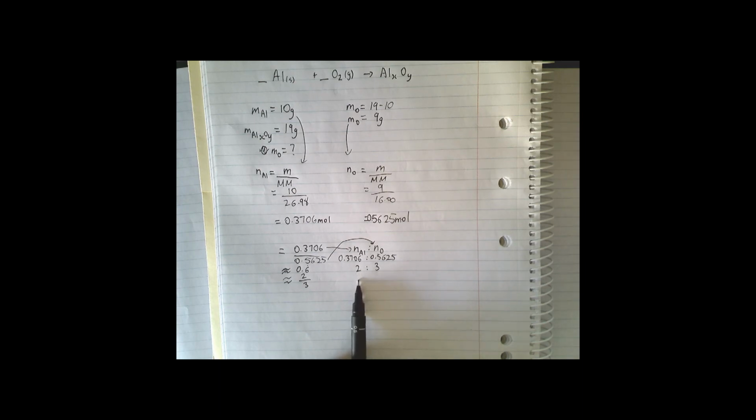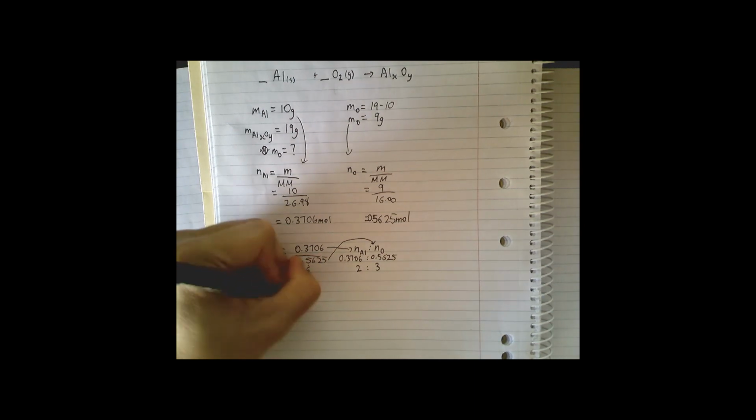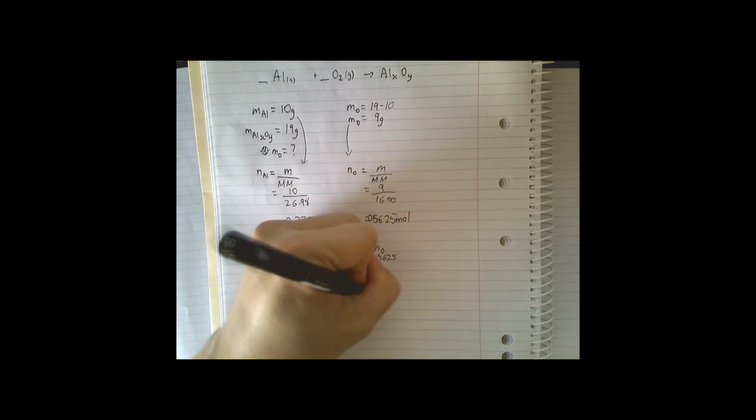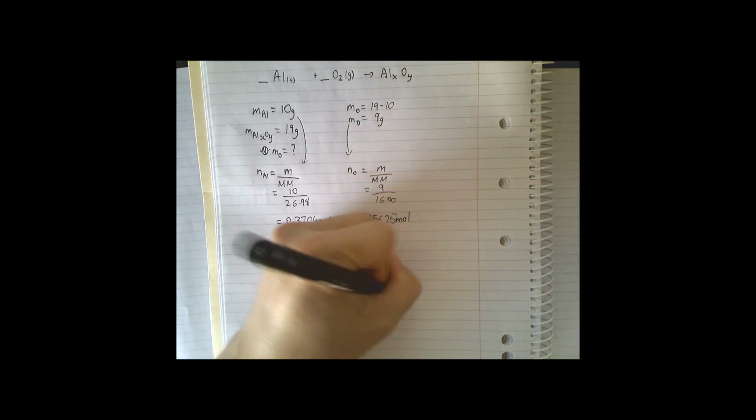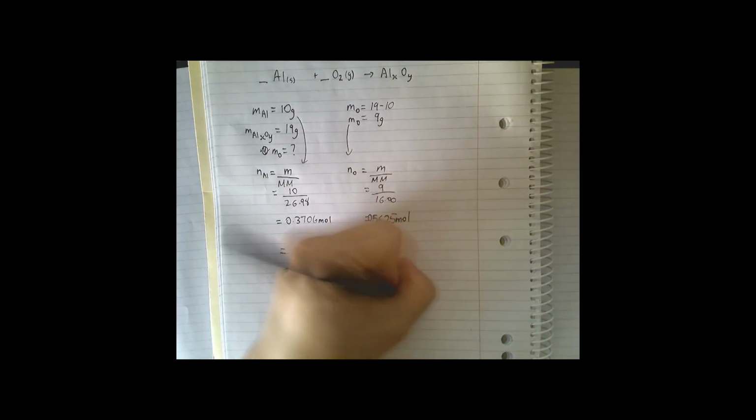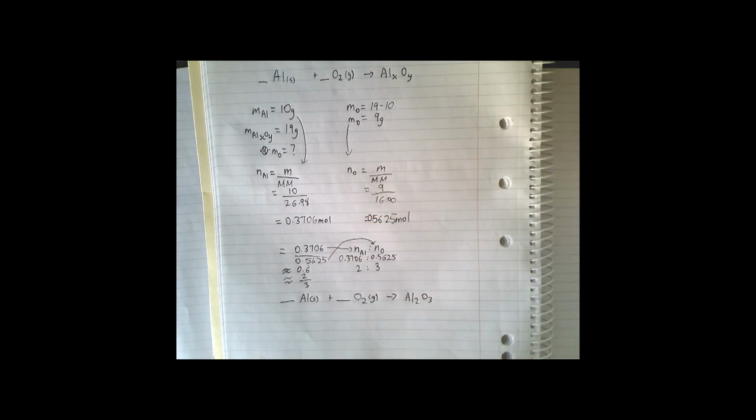So what I know is the aluminium reacted with the oxygen in a 2 to 3 ratio. So if I rewrite my formula like I had before, so I had my aluminium as a solid, I had my oxygen as a gas, I now know that the aluminium oxide had the formula Al2O3. So what I determine with this is, for every 2 aluminium particles, 3 oxygen particles reacted with each other.